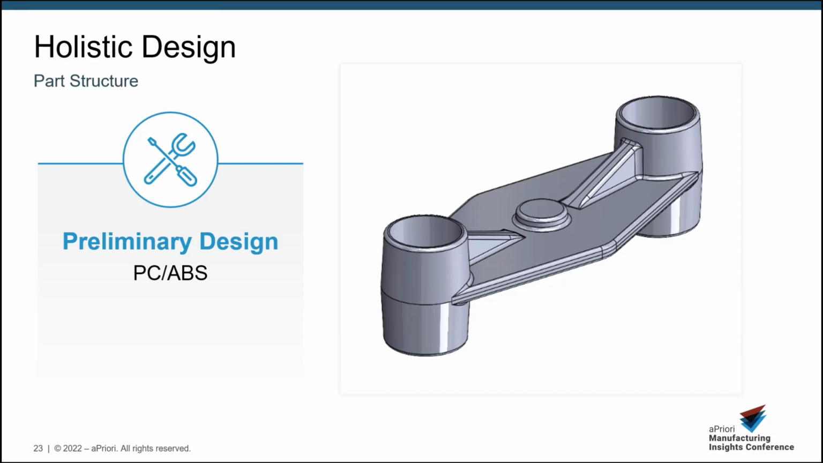The preliminary design meets all the needs for form, fit, and function. But can it be improved? There are some thick areas on the part that will make manufacturing difficult. The part will require significant cooling time to prevent warping or sinking, and even that may not be sufficient to avoid defects.